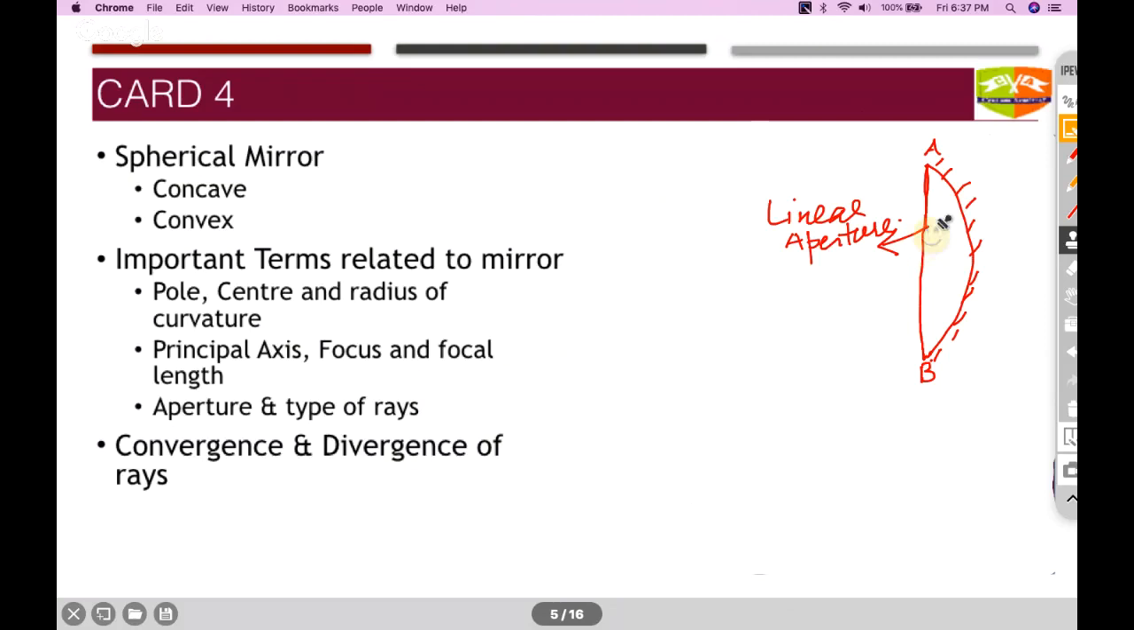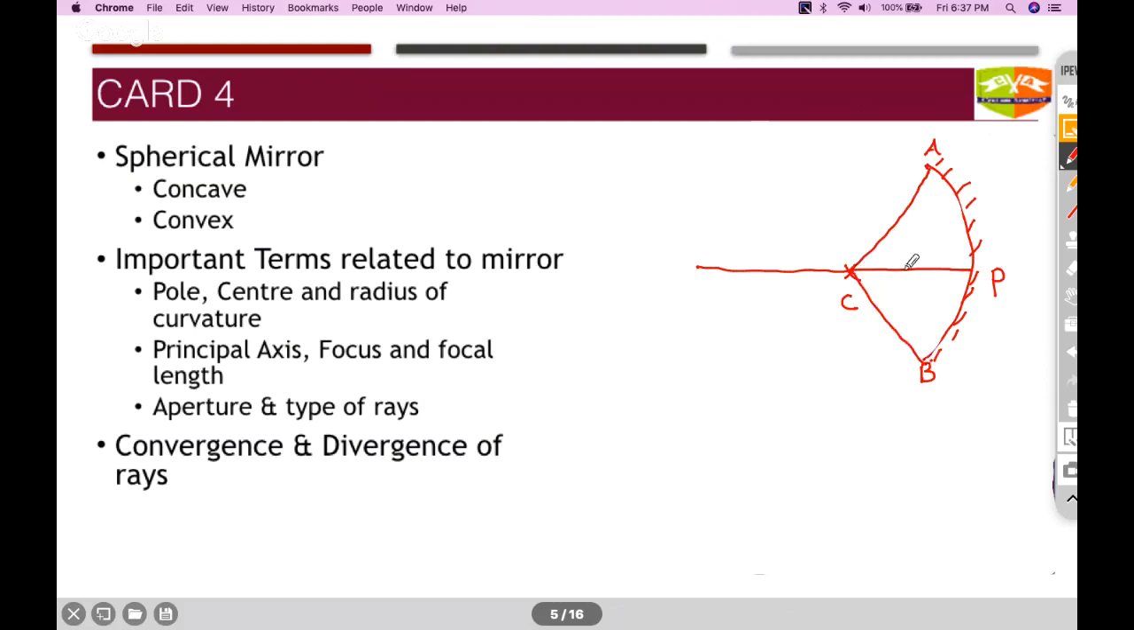Now, what is angular aperture? Draw a line which is the principal axis, the line between the center of curvature and the pole. The angle subtended by the two ends A and B of the spherical mirror at the center of curvature is known as the angular aperture. So the angle ACB, which I am assuming is theta, is the angular aperture.